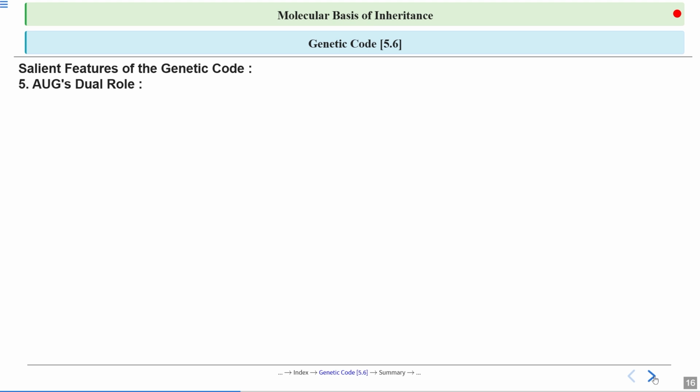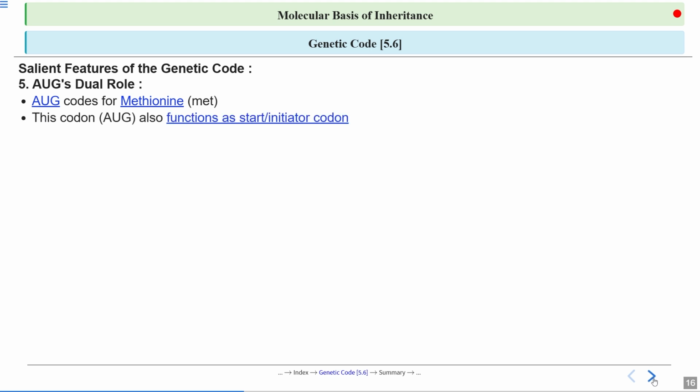Now AUG, I have told you that I will tell you about the start codon. So what is the role of the AUG codon? It has a dual role. AUG is going to code for the amino acid methionine, as well as function as the start and initiator codon. If we want to start translation, we should have this AUG codon. This AUG codon tells the machinery, okay, now start, this is the initiator codon.